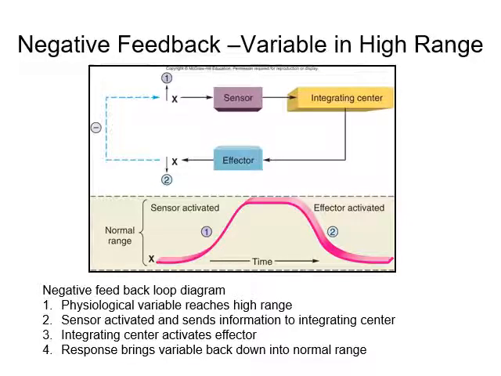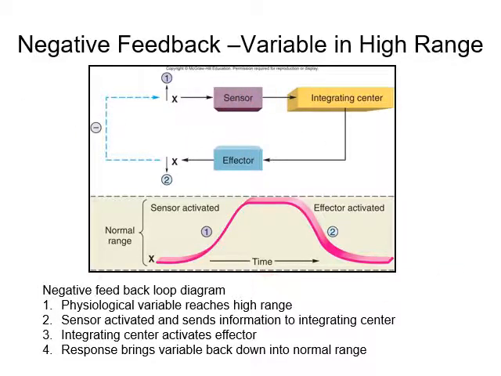Again, this is just showing you the effects of negative feedback. This is some variable going within the high range. Variable X is going up. The sensor is picking up that change, sending it to the integrating center, and the integrating center is sending the information to an effector that is going to bring variable X down. Once we're within the proper range, we negatively feed back and that shuts down this pathway.